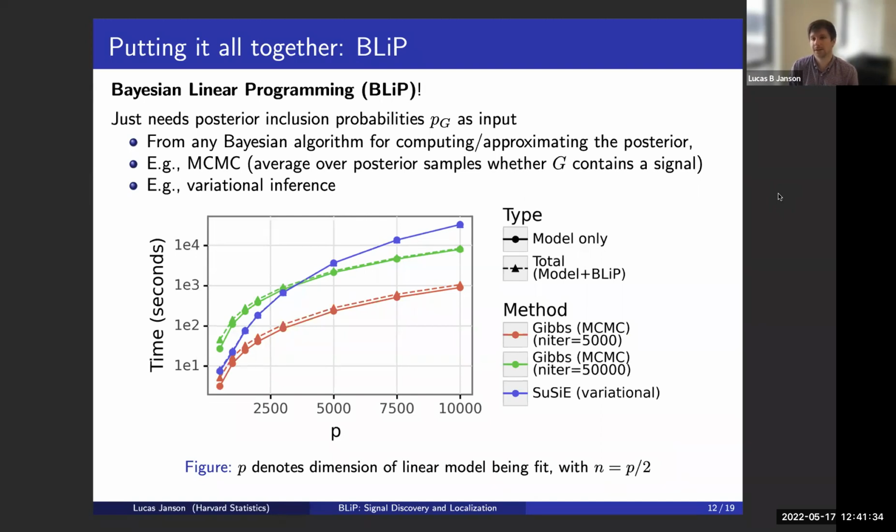So that's nice. In some sense, you get BLiP for free if you've already been able to do the Bayesian posterior approximation. Another way to think about this is that we reduced the problem of adaptive signal discovery into a purely and very well studied problem of approximating the posterior of a distribution.